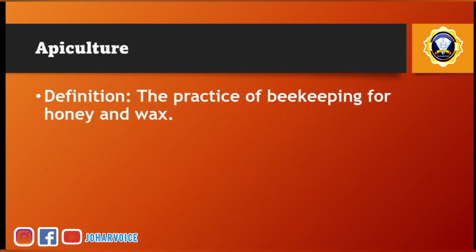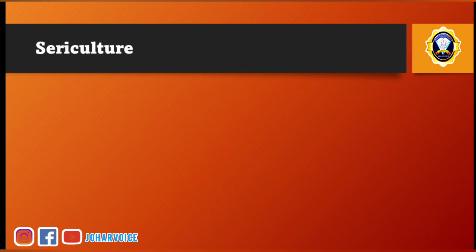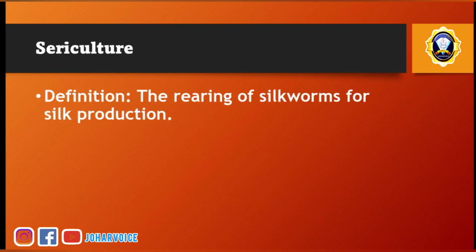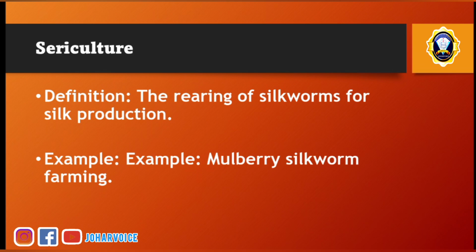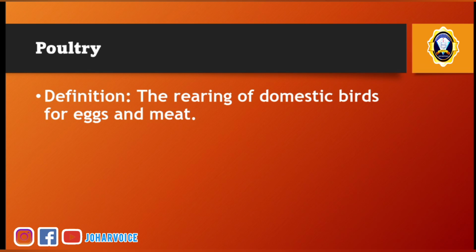Apiculture, the practice of beekeeping for honey and wax. For example, rearing of honeybees. Sericulture, the rearing of silkworms for silk production. For example, mulberry silkworm farming. Poultry, the rearing of domestic birds for eggs and meat.